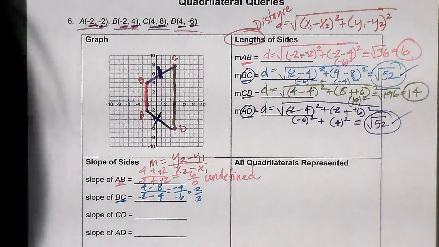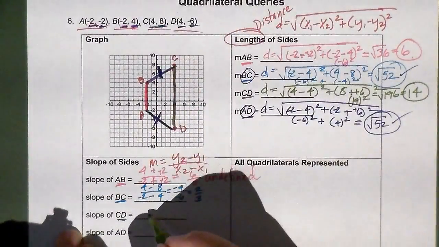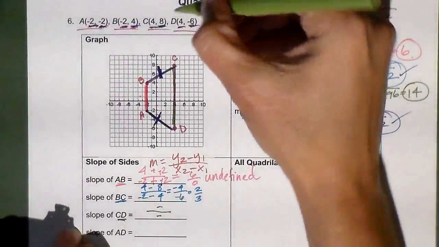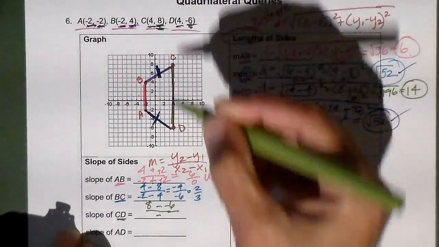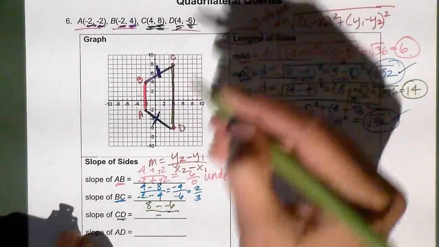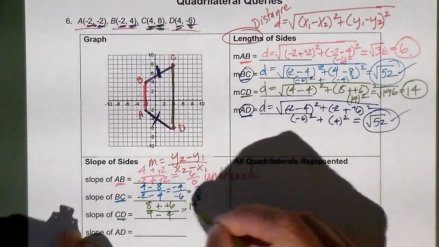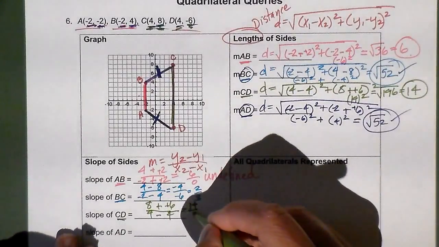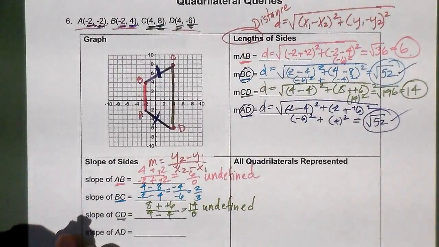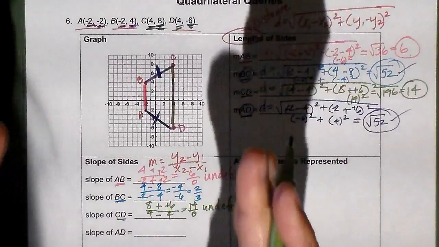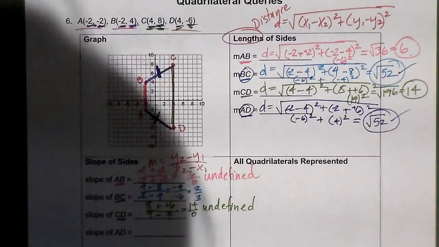So I'm going to move on to the next one. I'm going to find the slope of CD. Let's do the same thing. What are my two y's? 8 and -6, so I got 8 minus -6 on top. And my two x's are 4 and 4, so I got 4 minus 4 on the bottom. So I'm going to end up with 14 on top, because minus a negative is plus, and 0 on the bottom. What does that mean? That's undefined as well. So those two slopes are undefined, which means they're both vertical, which means they are parallel.